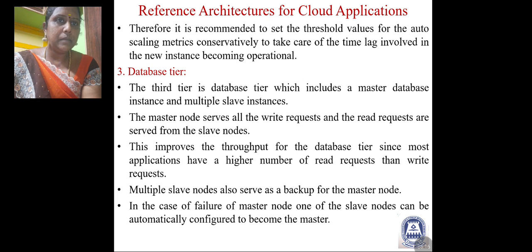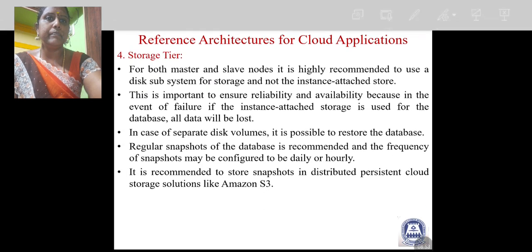Database tier. The third tier is a database tier which includes a master database instance and multiple slave instances. The master node serves the write requests and the read requests are served from the slave nodes. This improves the throughput for the database tier, since most applications have a higher number of read requests than write requests. Multiple slave nodes also serve as a backup for the master node. In case of failure of the master node, one of the slave nodes can be automatically configured to become the master.